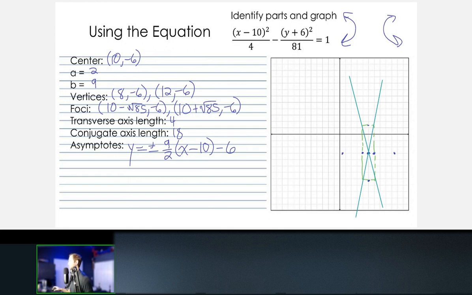Starting from the vertices, and this is a very wide graph. You see how it kind of follows that, right? That's why we do this grid. It really tells us how wide to make our hyperbolas. Not the best graph, but sorry. All right, good enough, I think.